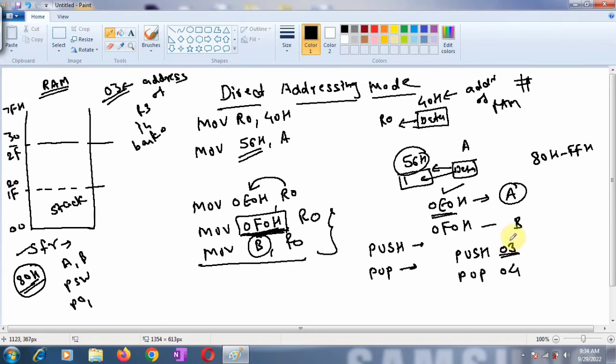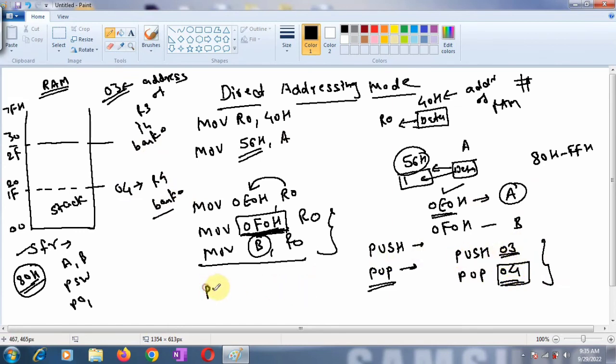Similarly, what is the meaning of pop? Pop means you are going to retrieve the data from the stack and store it at this address. What does this 04 represent? It represents the R4 register of bank 0. So with push and pop instructions, only direct addressing mode is valid. You can give only addresses after push and pop.